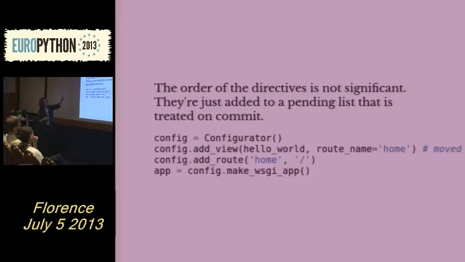One interesting thing is that we can move the directives around. The order is not significant because calling a directive doesn't do anything right now. It only does something when the configuration is committed, and that happens when we make with the application. So we can add directives in any order, and they're added to some list that is processed later, and that's going to be important.